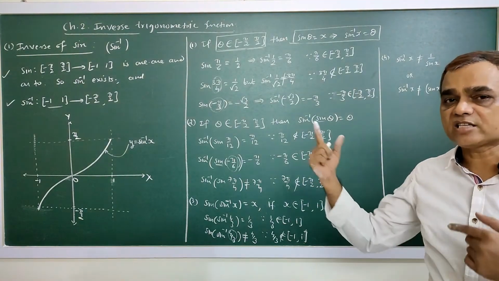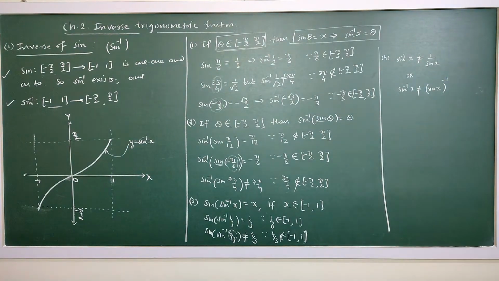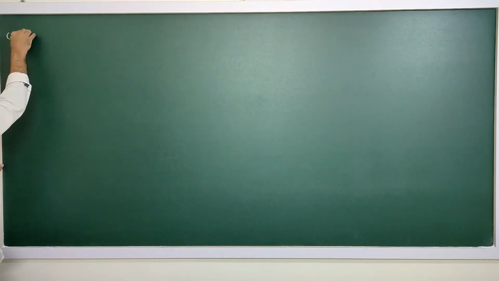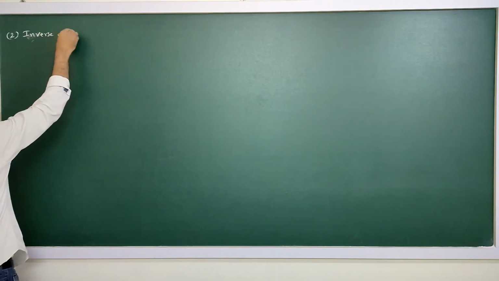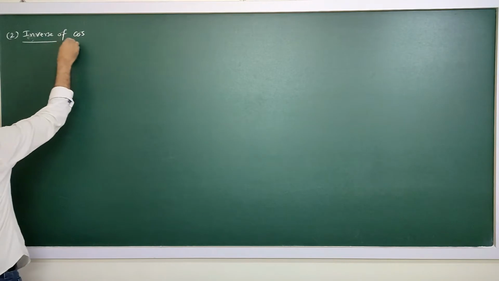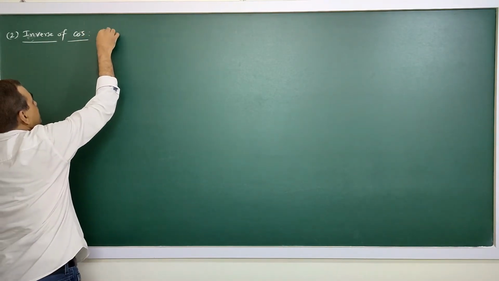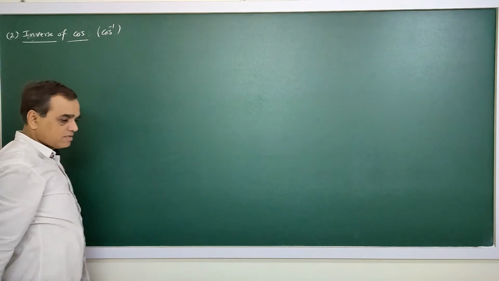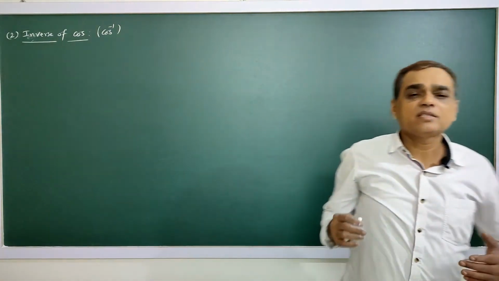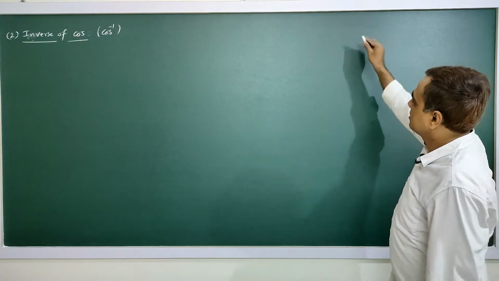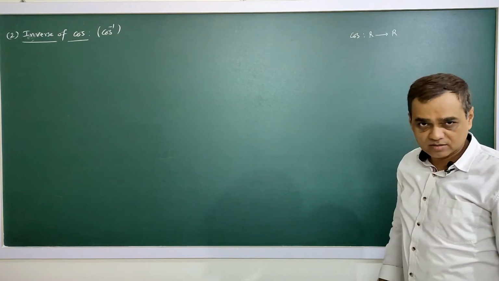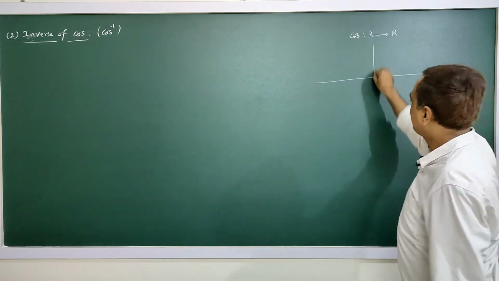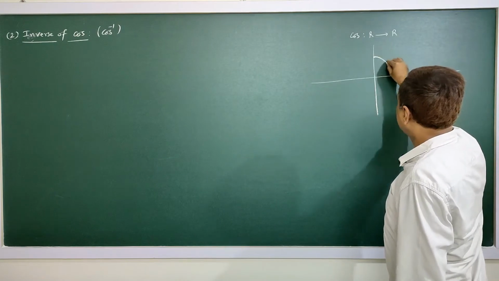Now we are taking next, cos inverse. Now the second is the inverse of the cos function. The inverse of the cosine function is denoted as cos inverse. As discussed in sine, we know that the domain of cos is R, codomain is also R. If we draw the graph of this cosine function, we discussed in 12th class, its graph is something like this.